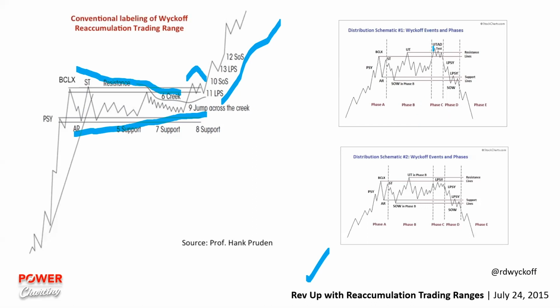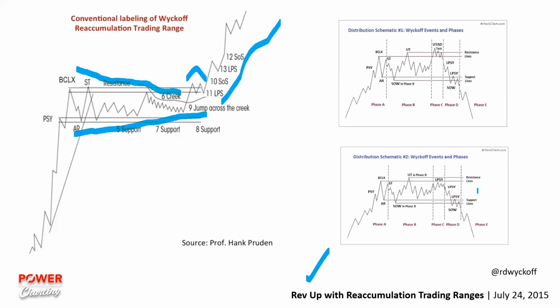these different phases. So here is the final testing phase in an upthrust after distribution right here. And then here is the last point of supply, which is a lower high in the schematic number 2. Both have the same effective character to them and importance. They just have a different look.